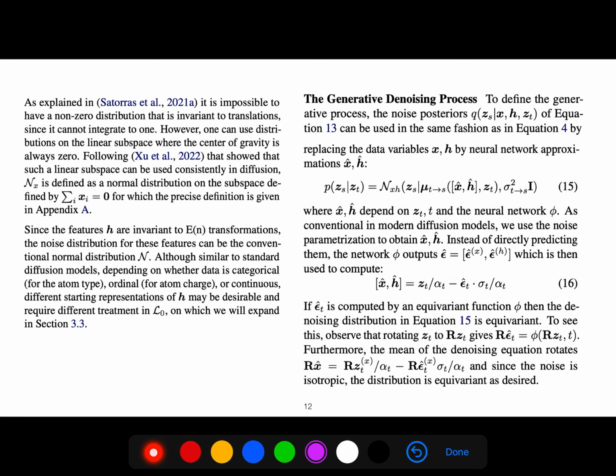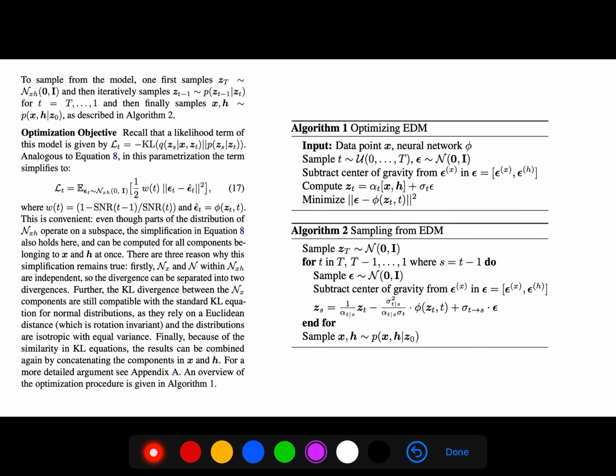And then here they do this generative denoising process. Again, everything is standard. Here they just use this. First of all, they subtract the center of gravity to make it normal. Otherwise, it's not generalizable because your reference could be anything. And then we sample the position and the atom types from this distribution.